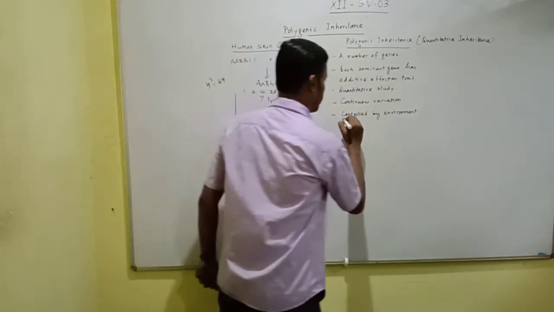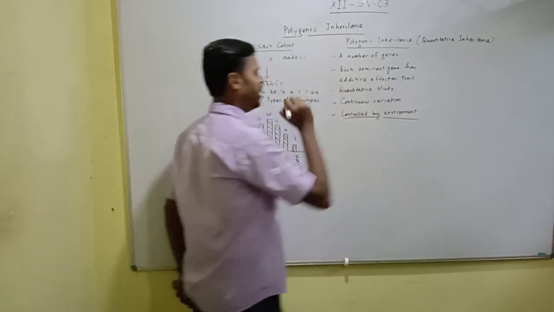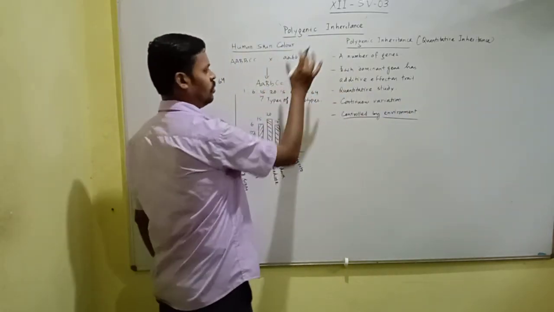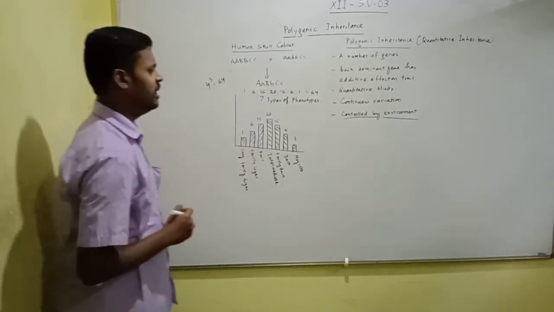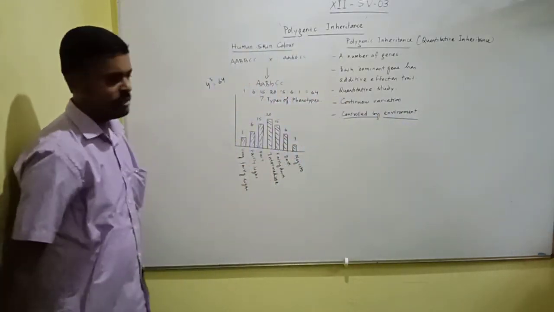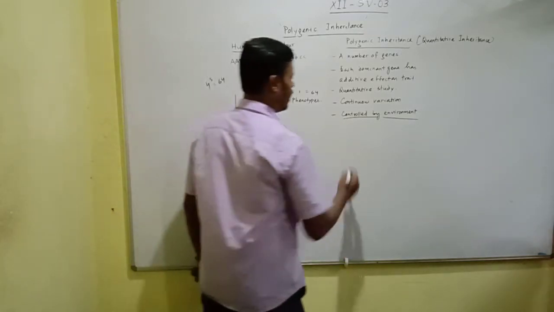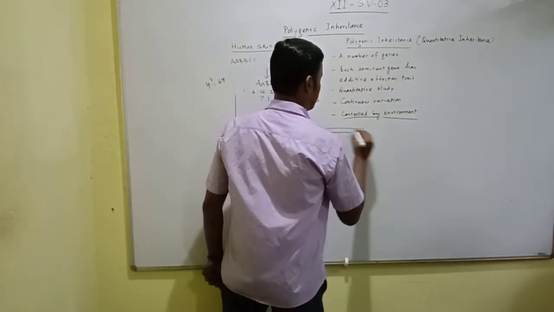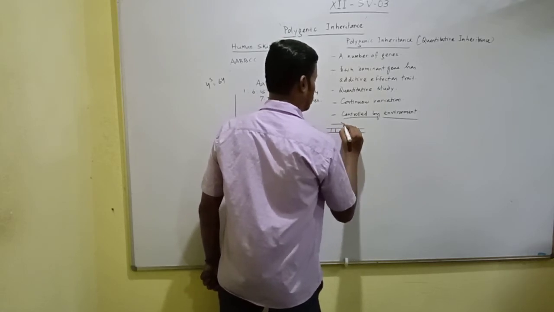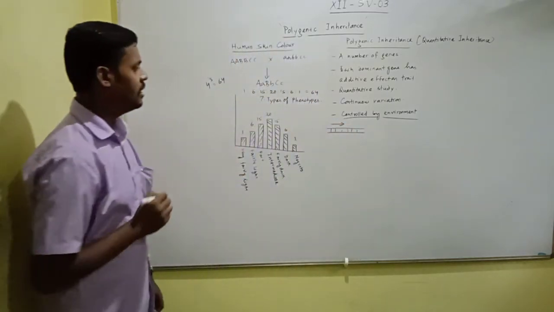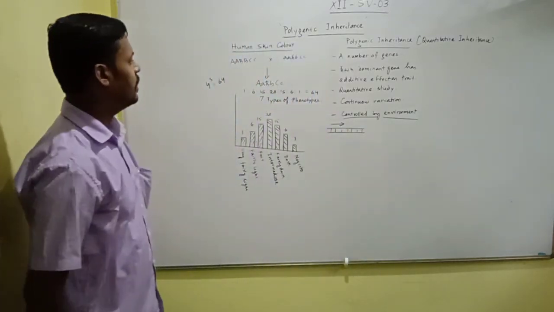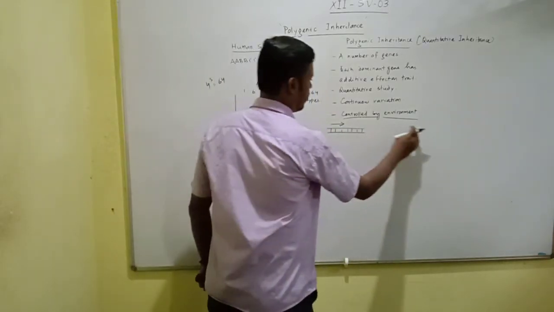And the most important last part: controlled by environment. However polygenic the trait is, if the environment is not supplemented or the proper environment is not found, the exact character cannot be shown, so there will be a dilution in that character. If proper conditions are not found, it will not attain that trait. That is why it is controlled by environment.